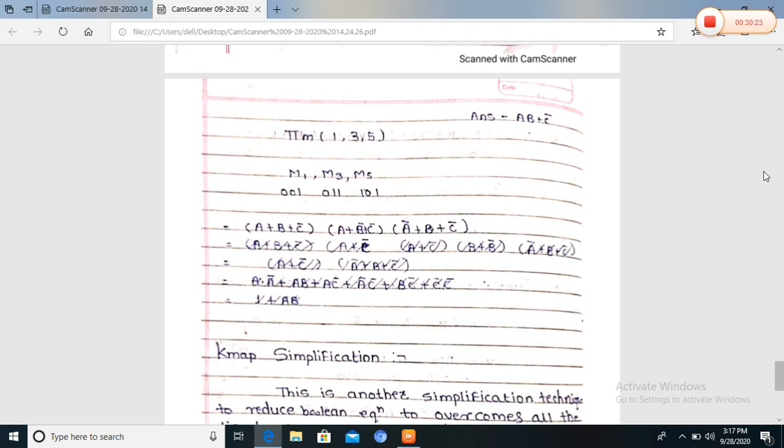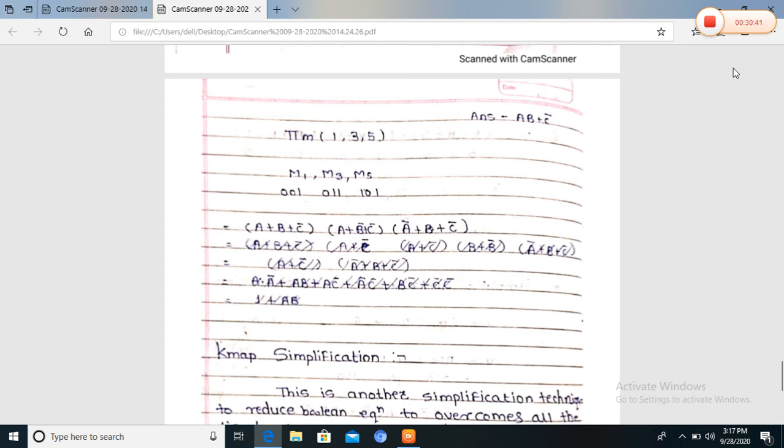In the next lecture we study K-map simplification. This is a very important point. From K-map simplification we design all the combinational circuits. So K-map simplification is a very important point for combinational circuits.